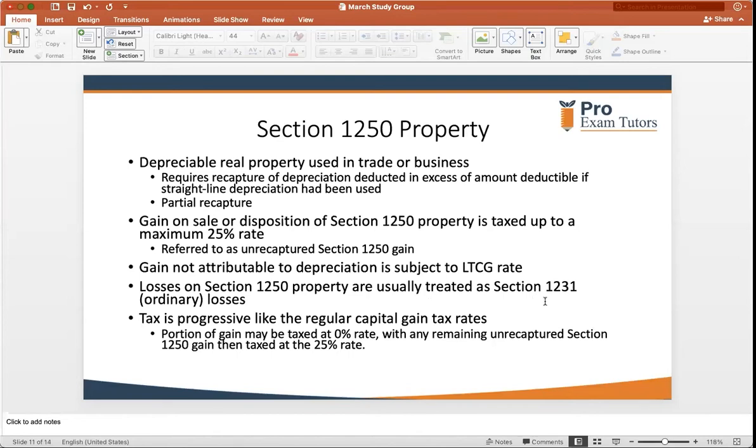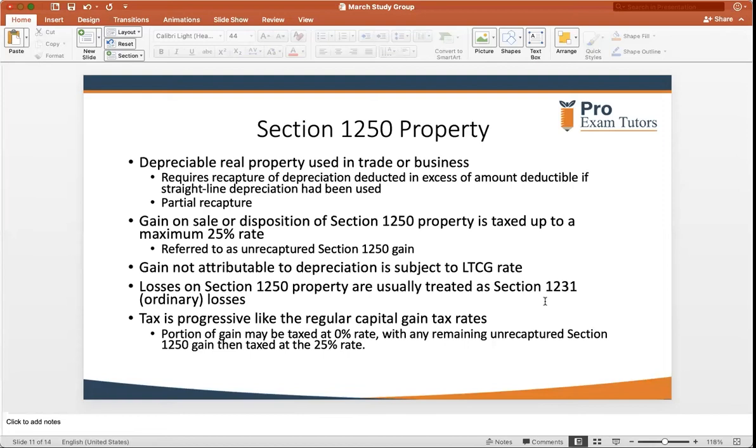So that's why I can say that I own a 1250 property, and when I sold it yesterday, I took a loss on it, and it was a 1231 loss. Or that's why I can say I own a property, and when I sold it yesterday, I actually had a 1250 gain, or I should say that 1250 property was treated as a 1231 gain. That's why. Just keep picturing that 1231 is the king of the hill.